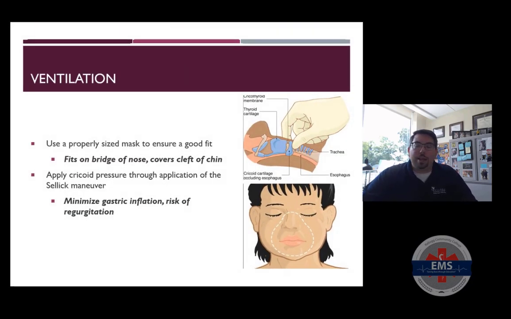With ventilation, the right mask is important. We have to have a properly sized mask in order to ensure a good fit. It needs to fit on the bridge of the nose and cover the cleft of the chin, as you can see denoted in the image below. It's also important that we use the right size bag valve mask. Yes, we can use a larger mask for a smaller child, but we want to make sure that we don't overventilate either. That can lead to gastric distension and regurgitation, all of which make our ventilations less effective.